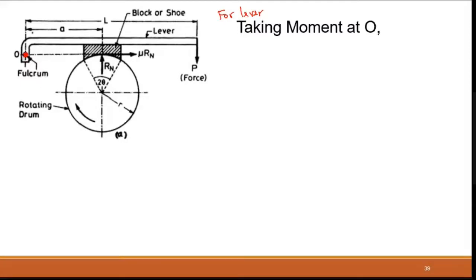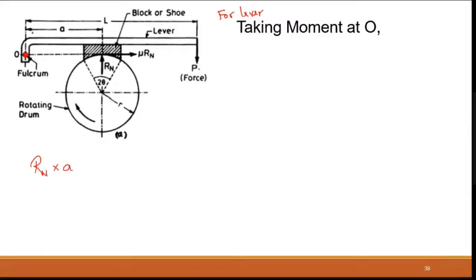So this is in equilibrium state. If I take moment at point O, what will you get? This force mu into Rn, since it is coaxial with this, you don't have any perpendicular distance, so it is 0. And we consider Rn. So Rn into A, it is rotating in which direction? Anti-clockwise. So we consider anti-clockwise as positive. In that case, I will get Rn into A, right?